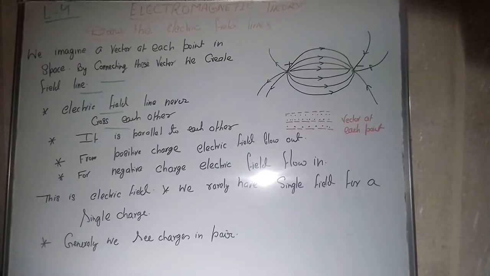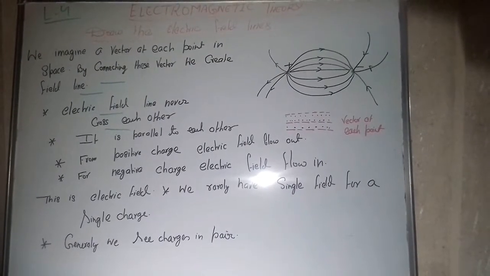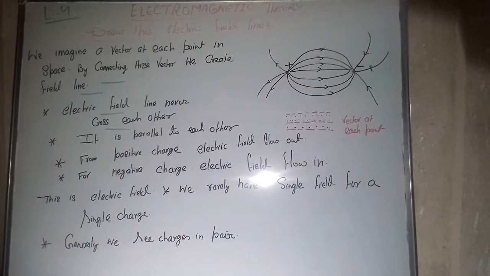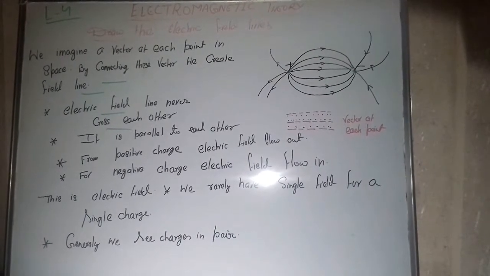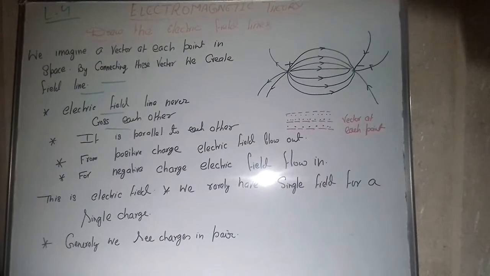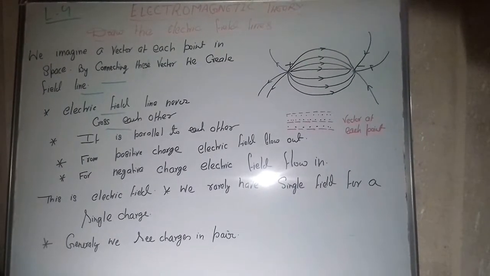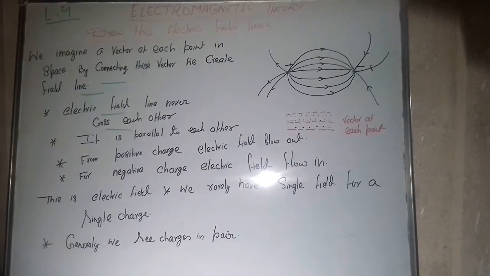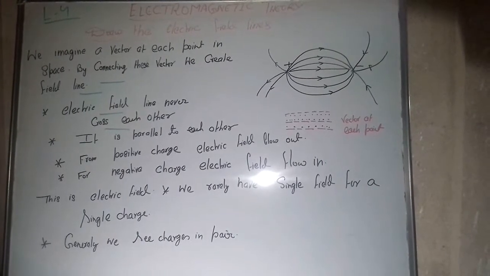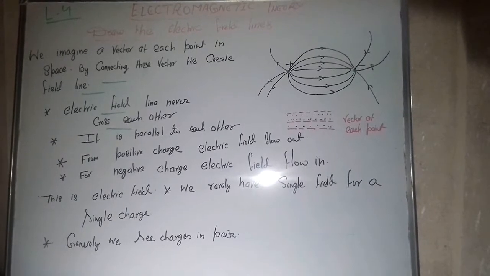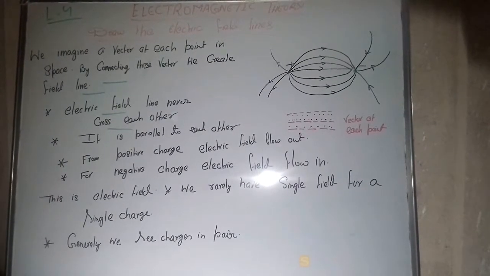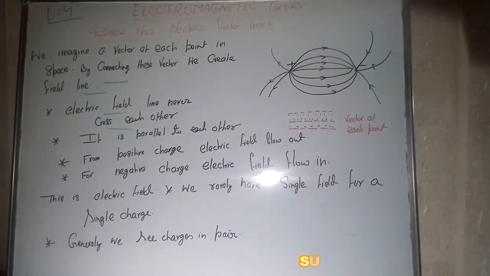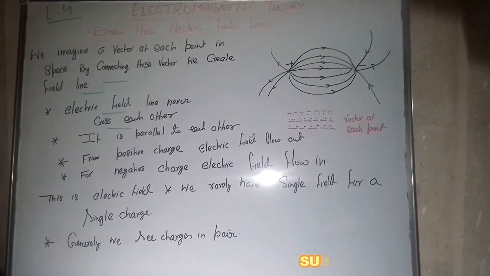First of all, to understand the electromagnetic field, we visualize it in space. At each point there is a vector, and when we connect these vectors we can create a field line, or you can visualize a field line with the help of a series of vectors.